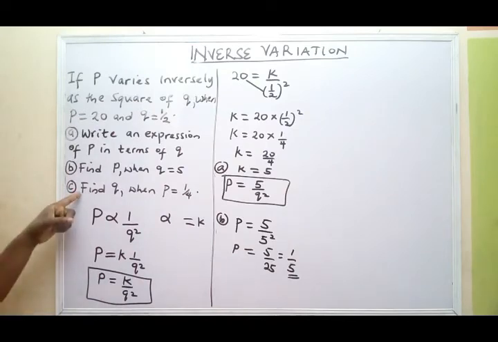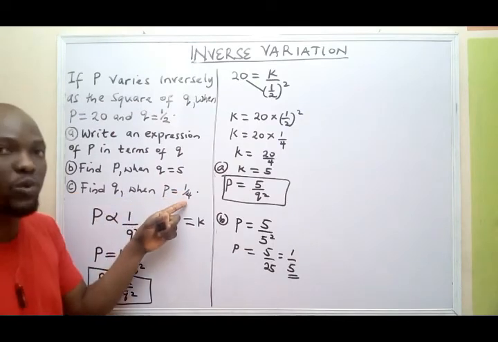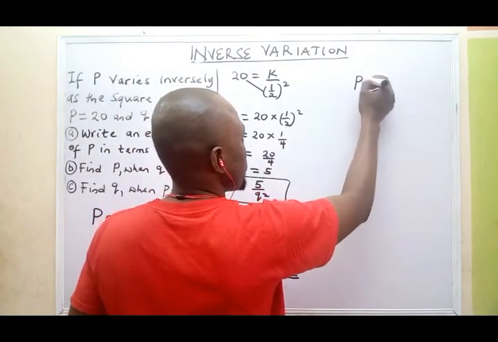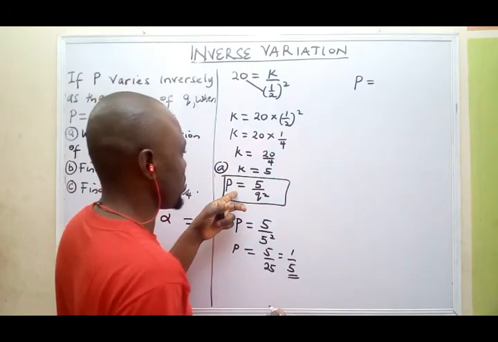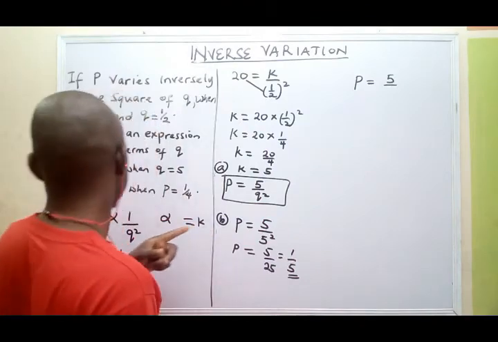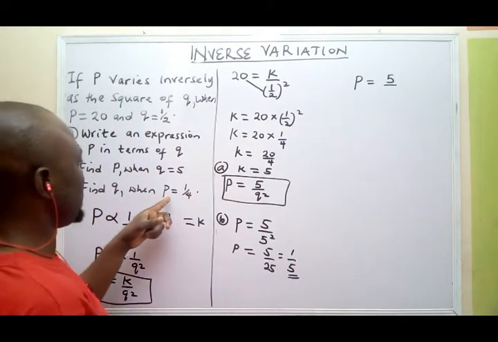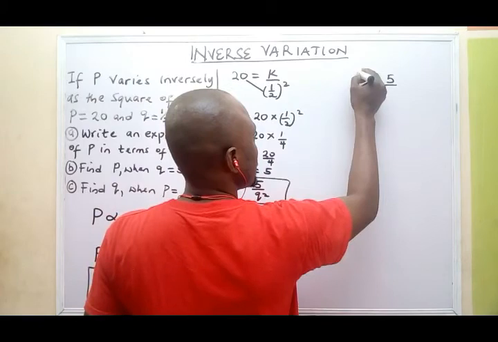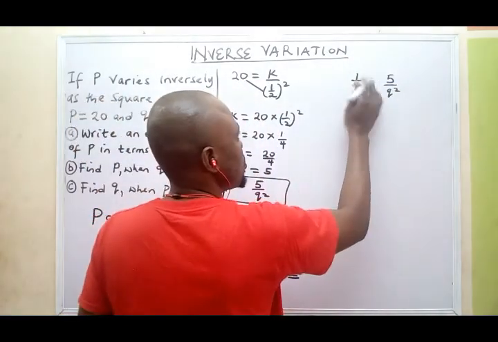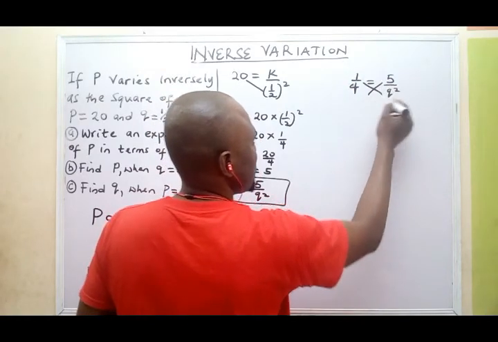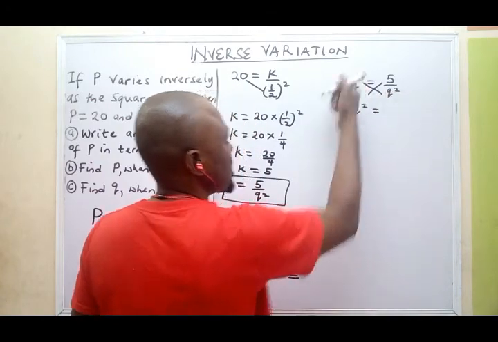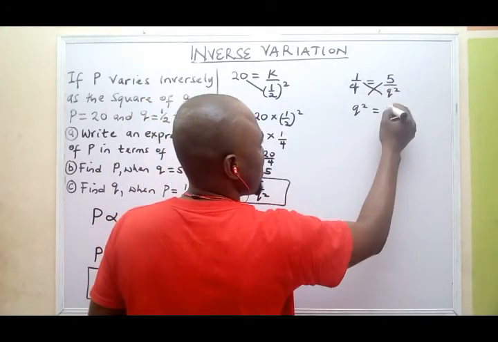Then the next one says find q when p is 1/4. So I want to find q. So I'll pick up this equation again. P equals 5 over q squared. When p is 1/4, this is q squared. So what I need to do is to cross multiply here. So if I do that, q squared times 1 is q squared. 4 times 5 is 20.